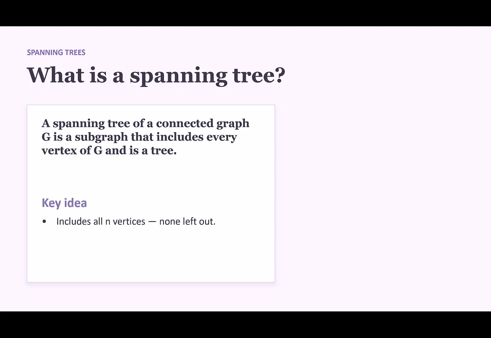Our spanning tree will include all n vertices of the original graph. We can't leave anything out. Because it's a tree, we know with n vertices we'll have n-1 edges and we won't have any cycles. We'll be dropping just enough edges to break every cycle and form a tree.